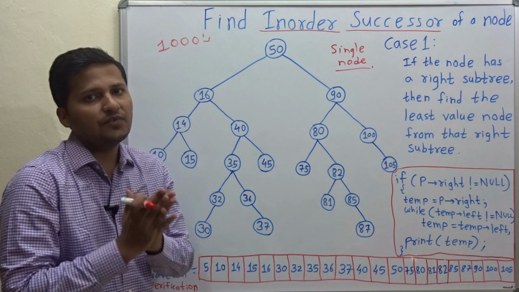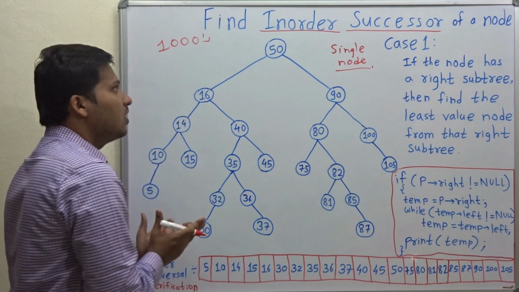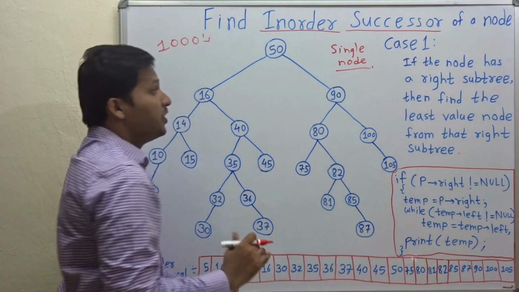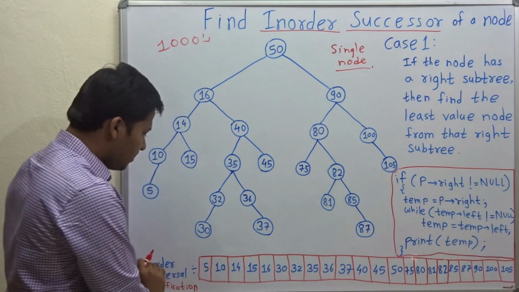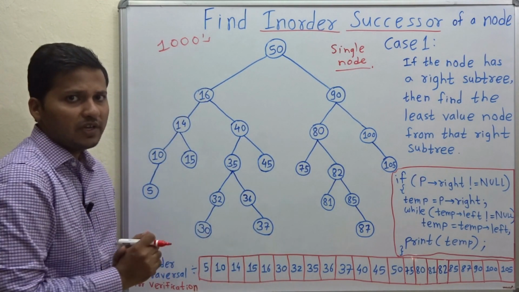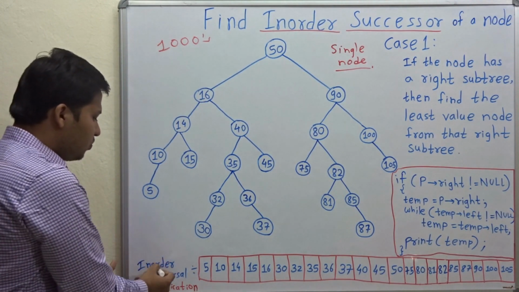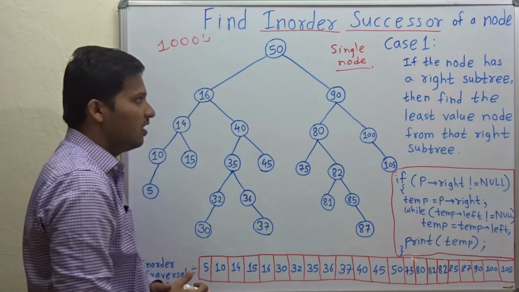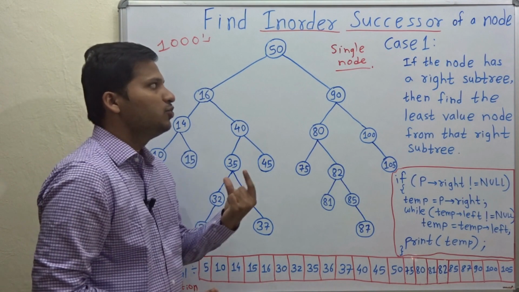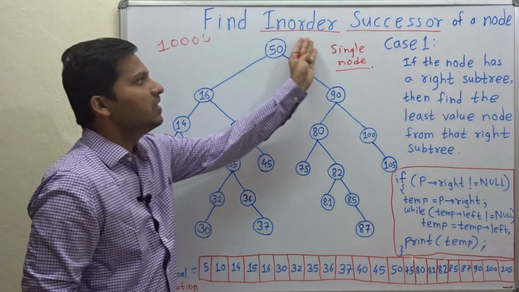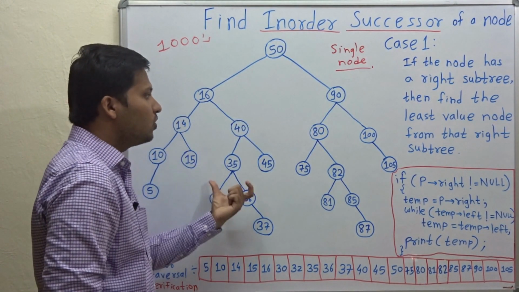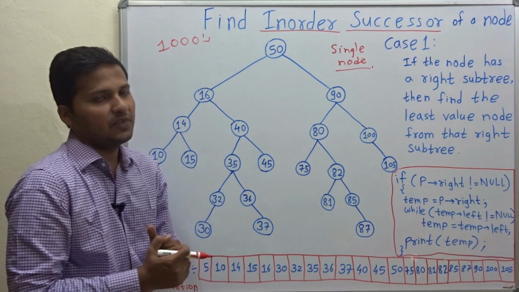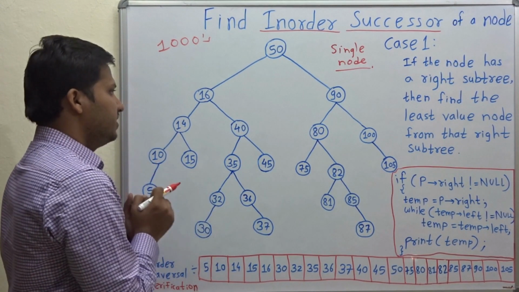So we should have a mechanism to find out the in-order successor without finding the in-order traversal. Okay, so without looking into the in-order traversal, today I am going to tell you the mechanism to find out the in-order successor of a node in this binary search tree. So let's see how to do it.